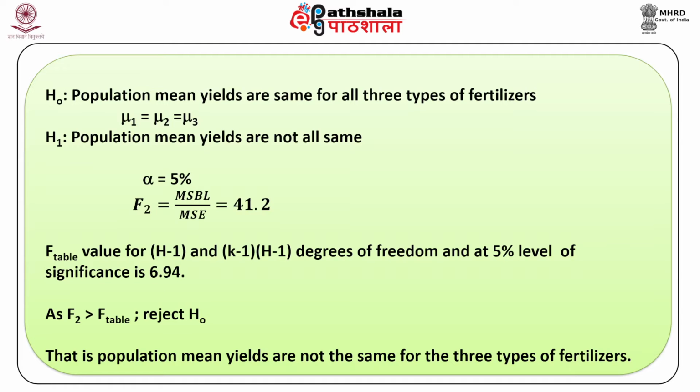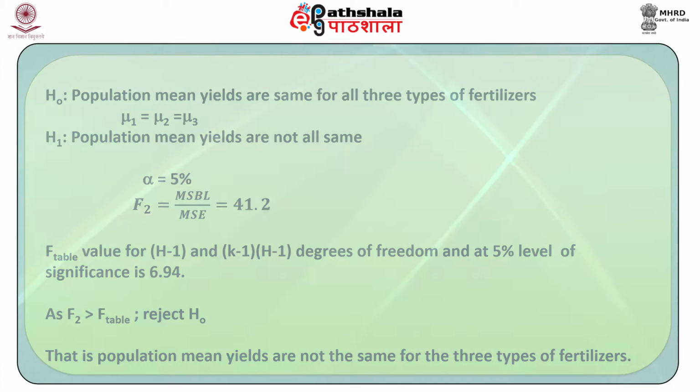Now, since this F2 is greater than the tabulated value, we reject the null hypothesis. That is, the population mean yields are not the same for all three types of fertilizers. It perhaps means that fertilizers do have an impact on the yields of wheat in this particular example.